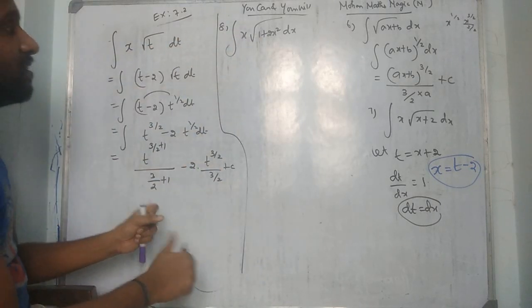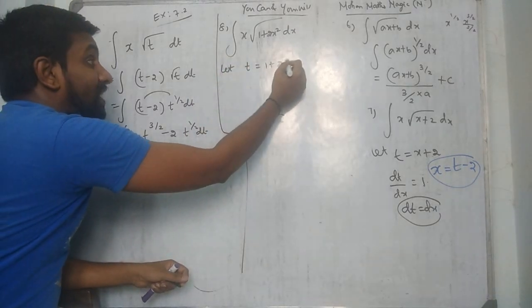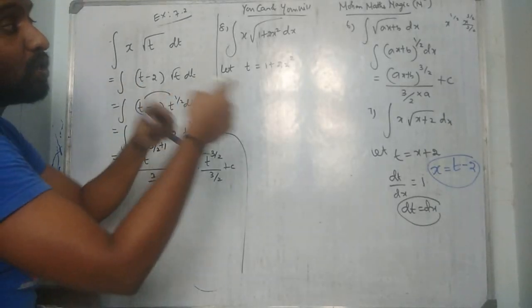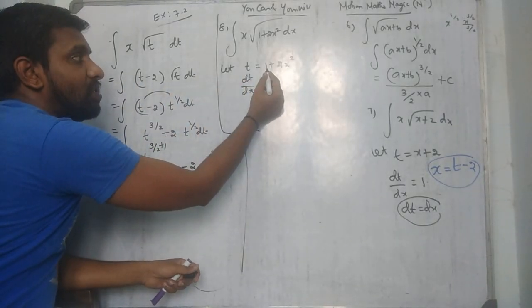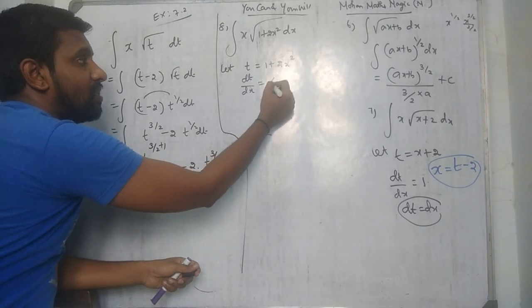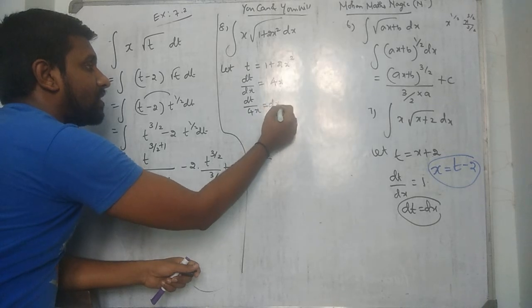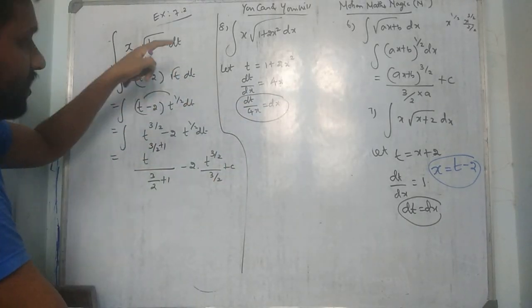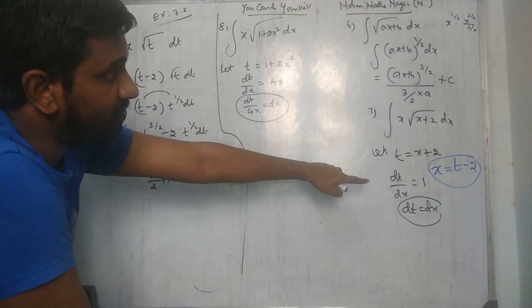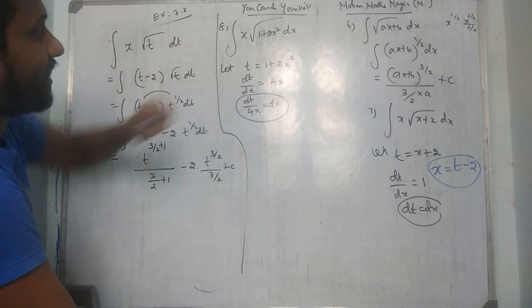So that's the one and only method. Let t equal to what is inside the square root. Always remember to take what is inside the square root. Now differentiate both sides. dt by dx equal to 0 plus 2 into 2x, 4x. So dt upon 4x equal to dx. See, for all the sums, dx is coming as a fraction, dt is coming as a fraction. Sometimes it won't come as a fraction, but in many sums we get a fraction because we can cancel it.